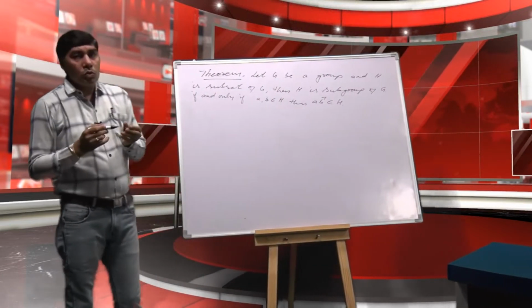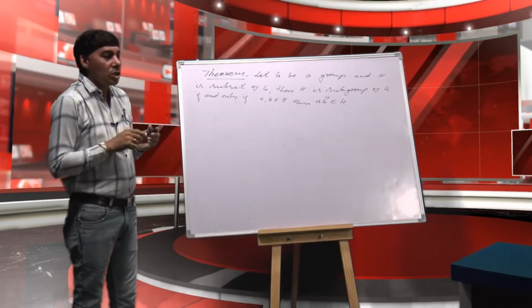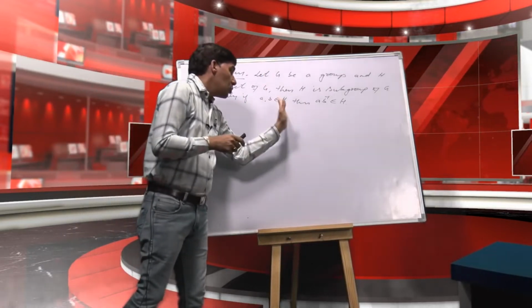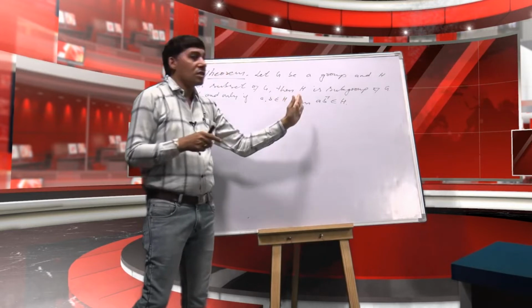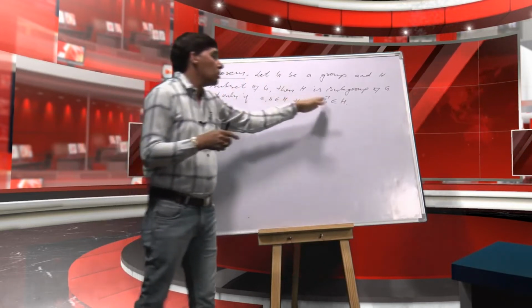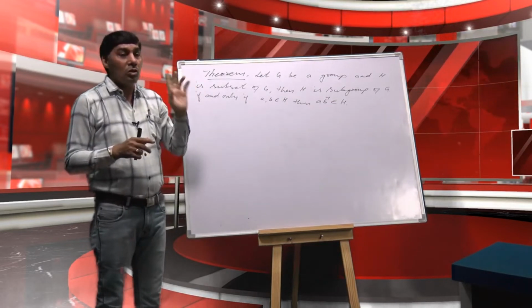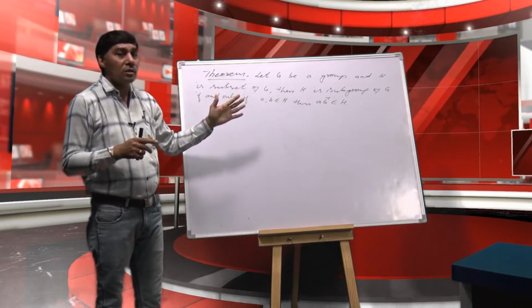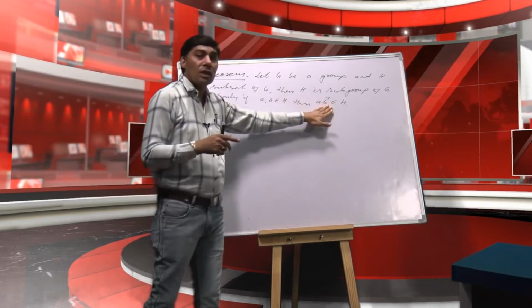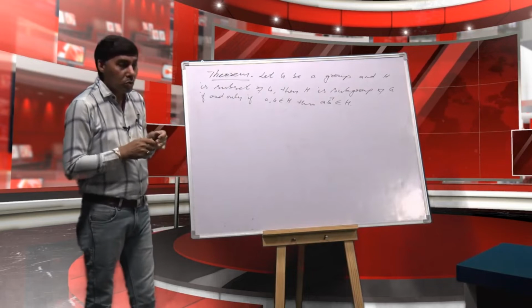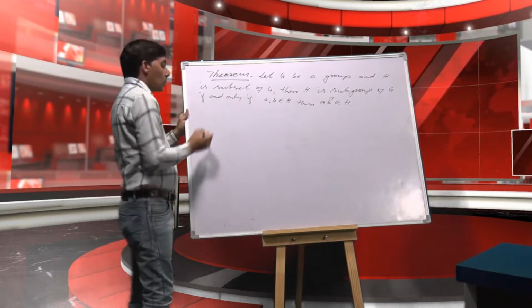That means to prove H is a subgroup of G, we need only one property. If for two elements a, b of H, a into b inverse belongs to H, then H becomes a subgroup. So we do not need to prove all four properties, we need to prove only one thing. So we have to prove it.